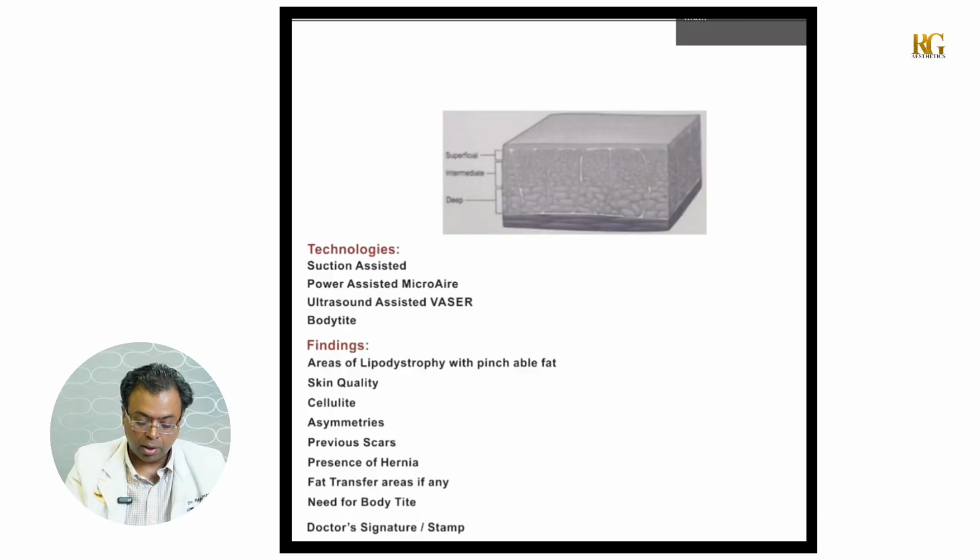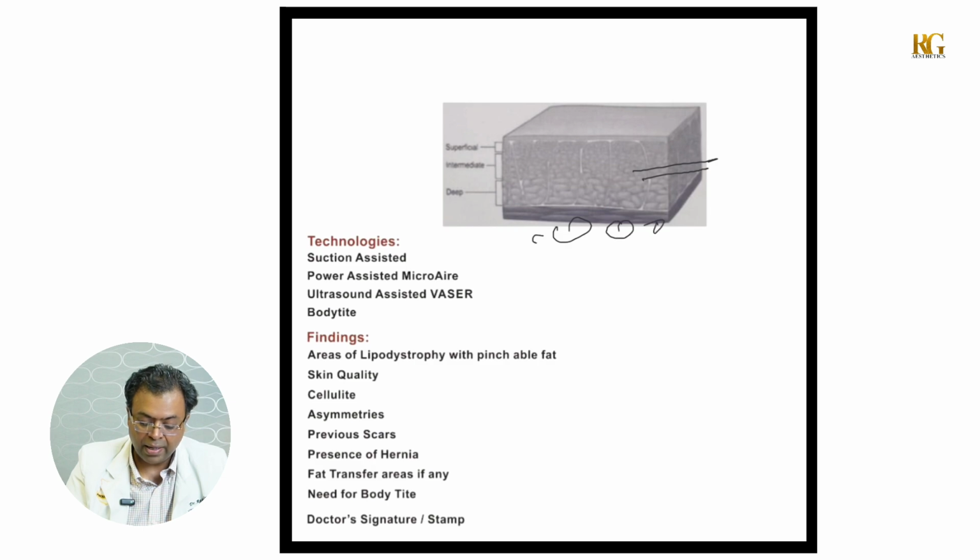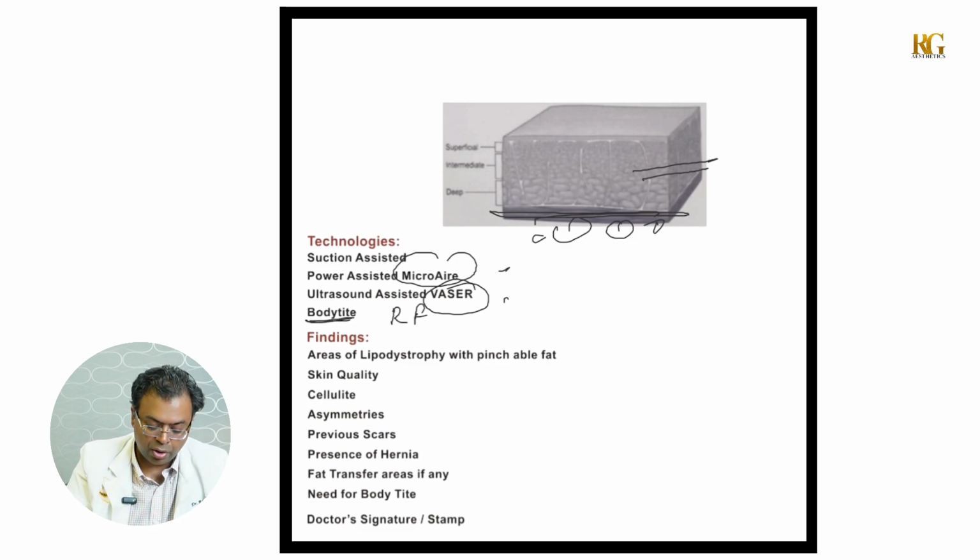So first of all, when a patient comes, we explain to them what is the subcutaneous fat and what is the visceral fat, above the muscle and below the muscle. We also explain what different technologies we use, whether they need the use of these technologies. One is micro-air, the other is laser. We mark what technologies are to be used in that patient. In case that patient needs radiofrequency skin tightening, we also mention that they need a body tight.